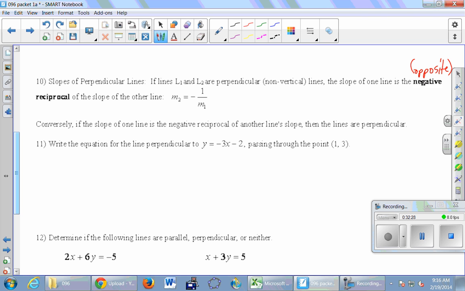And if you like equations, then I guess we're saying that the slope of one line, M2, is negative, that's the opposite part, and then 1 over, we know that's how we flip a fraction, right? By doing 1 divided by. So -1 over the other slope.